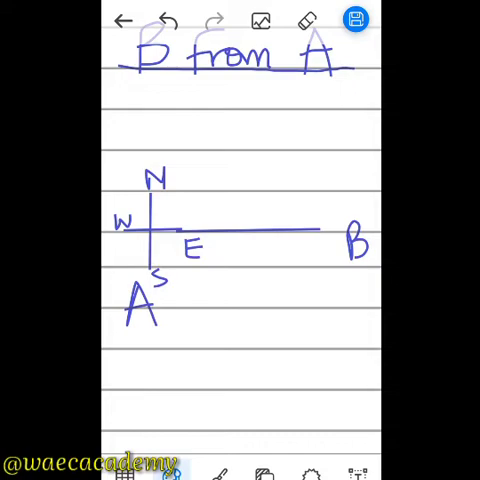Obviously, there is a straight line going out from east going towards B, which means the bearing of B from A is definitely due east. Just due east. So you can easily just write east. So that's the answer for compass bearing. You don't need to do any sort of calculation or anything. You just need to know the direction it's facing, due east.